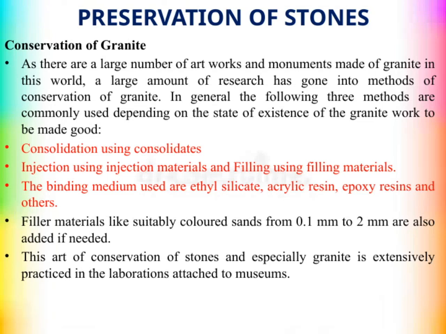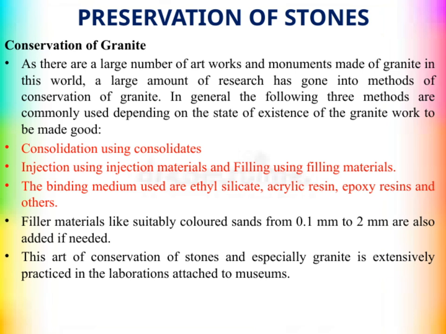When it comes to the conservation of granite, there's a lot of research that has gone into developing effective methods, given how many artworks and monuments around the world are made from this durable stone. Essentially, we have three main approaches, and the choice depends on the condition of the granite we're working with. The first is consolidation, where we use consolidants to strengthen and stabilize the stone. Then, there's injection, which involves injecting specific materials into cracks or voids to reinforce the structure. Lastly, filling is used to repair surface damage or missing parts, often with carefully chosen filling materials.